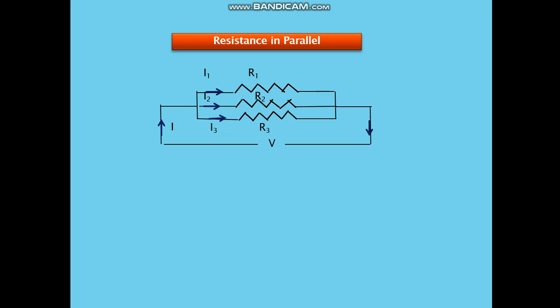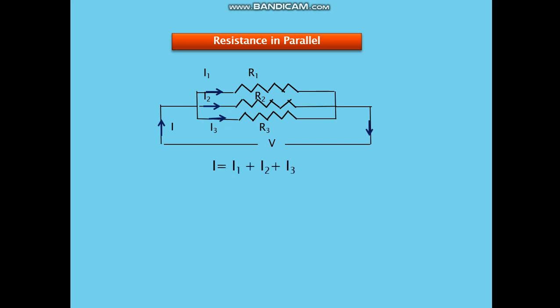Instead of having three resistances over here, we want a single resistance. Then what would the value of the single resistance be? How are we going to calculate it? Now, since these resistances R1, R2, R3 are connected in parallel, the potential difference V is the same. The current is different. So you start from what is different.